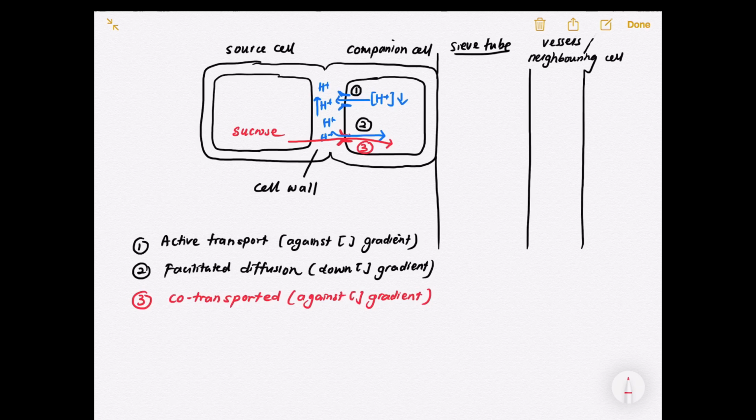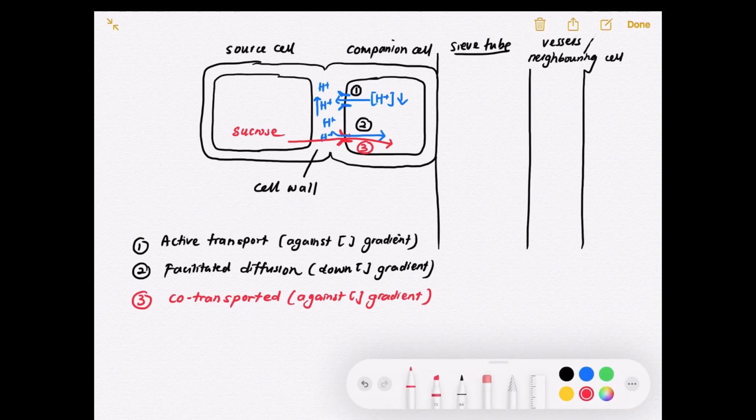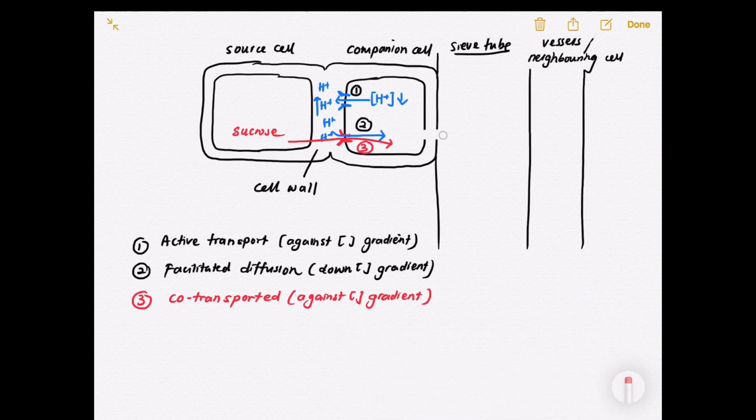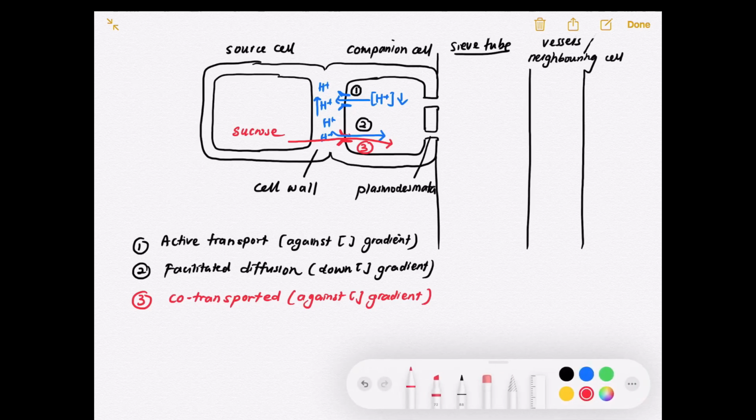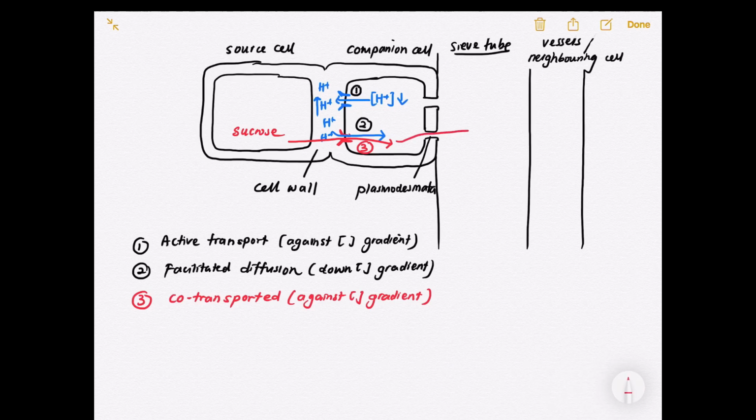So when the sucrose is already in the companion cell, how does the sucrose enter the sieve tube then? It will be easier now because there will be some pores on the cell wall, and the pores here are known as plasmodesmata. So the sucrose will just diffuse into the sieve tube through the plasmodesmata. So step 4 is just a diffusion.